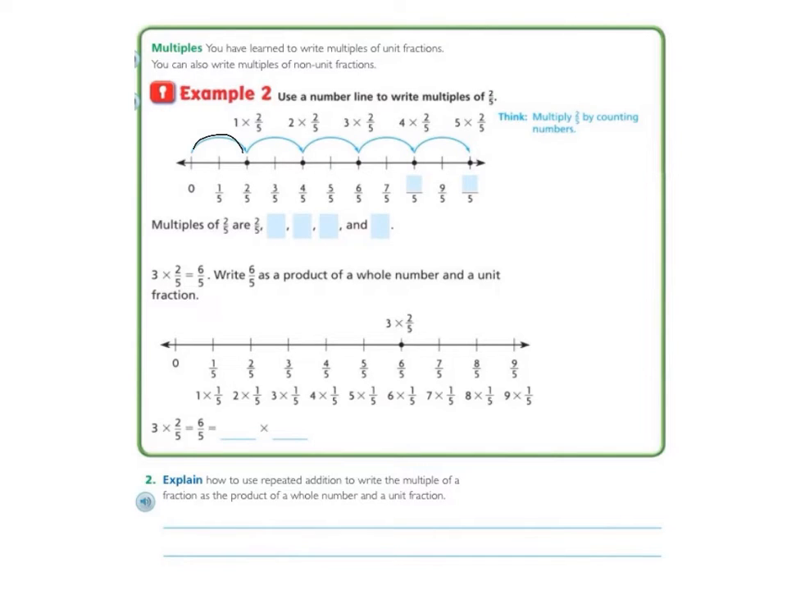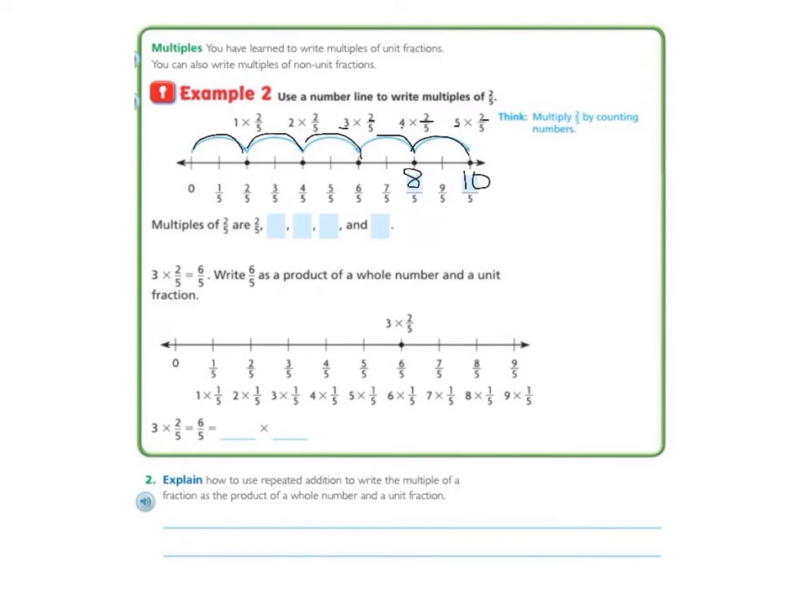Now 2 times 2/5, we have 2 groups of 2/5, is 4/5. And 3 times 2/5 is 6/5. Notice we're multiplying the whole number and the numerator. So 4 times 2 is 8/5. And 5 times 2 is 10/5.